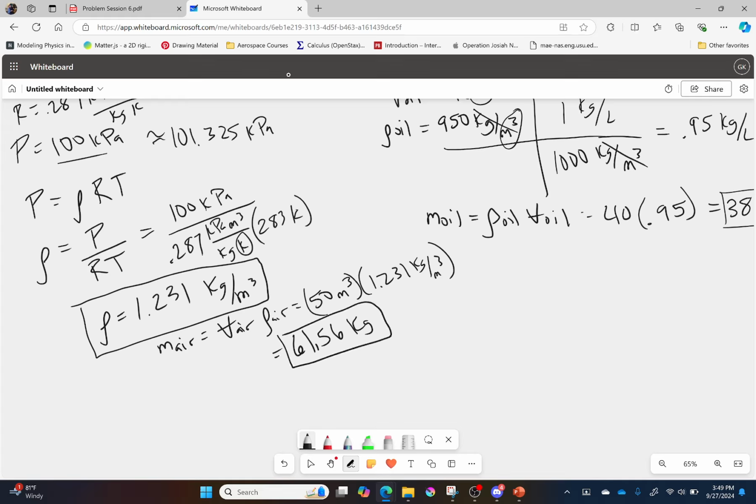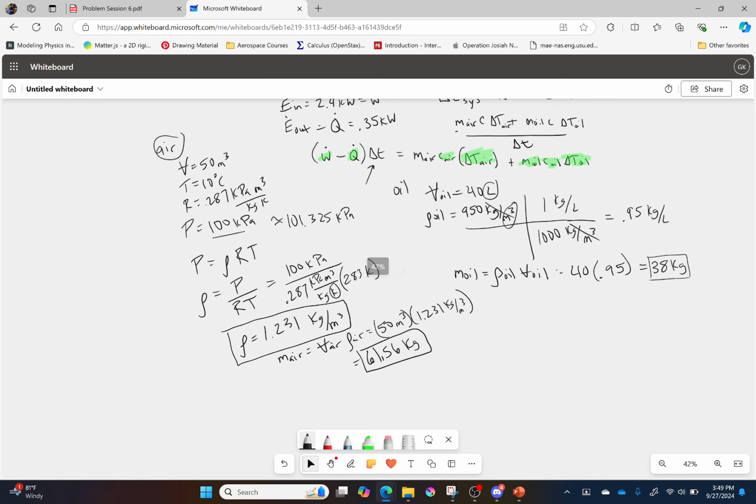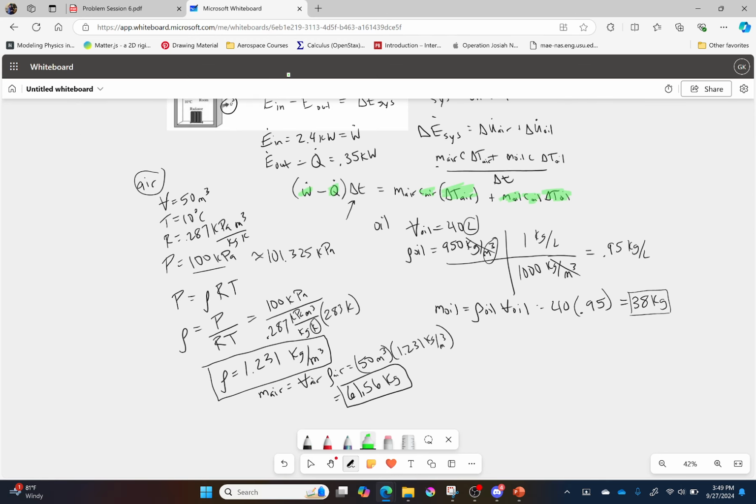Now, since I have all of this, you might realize I know everything in my equation except for the time. So if I want to figure out how long that was on, all I have to do now is plug everything in. So we're going to do that. We're going to plug absolutely everything into this equation. It's going to be a whole lot of numbers, and we'll get it.